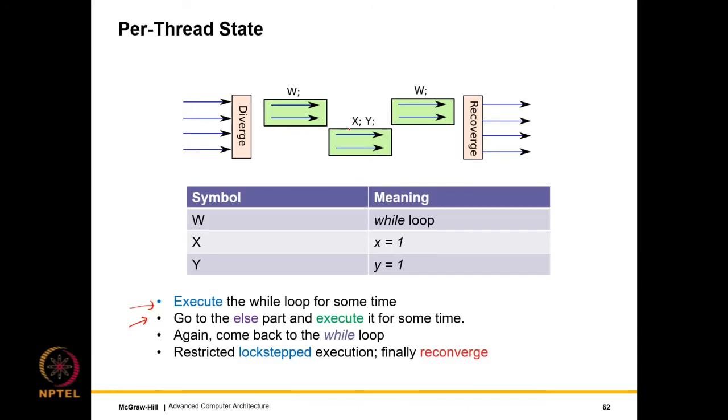This again will follow the lockstep paradigm. So all the threads will again execute the else part. Of course, all the predicate relations will be preserved. So only for all the threads whose predicates are all one in the stack, they will execute, others will not. We have seen that. So the X and Y blocks will be executed.